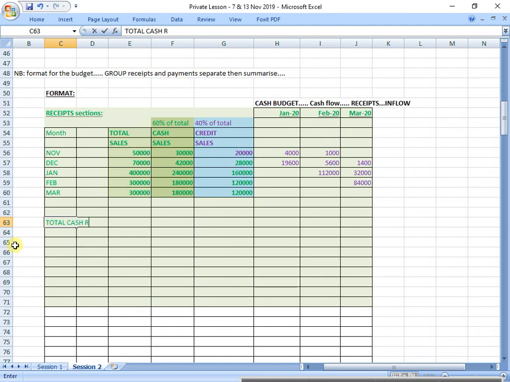Total cash receipts, brackets, total inflows. Okay, what inflows did I have? Cash sales and receipts from debtors. Collecting credit sales, basically. If you don't understand that, okay, we did some accounting last week. Hopefully you know what a debtor is. A debtor is an asset. Those assets create income, or you collect the outstanding amounts.